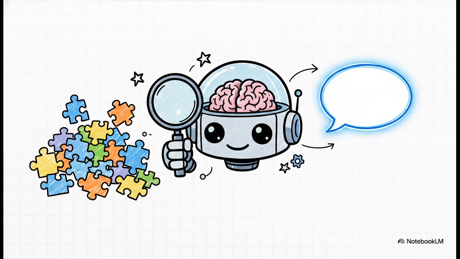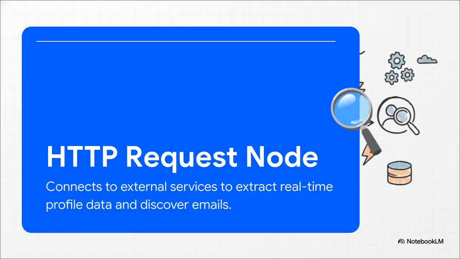So your sales reps get immediate, actionable conversation starters handed to them without having to spend a single second reading through a prospect's timeline. To guarantee we can actually reach these prospects, another HTTP request node handles email discovery. It connects to external services to query public snippets, and then feeds that data right into a large language model to identify the company's specific email patterns.